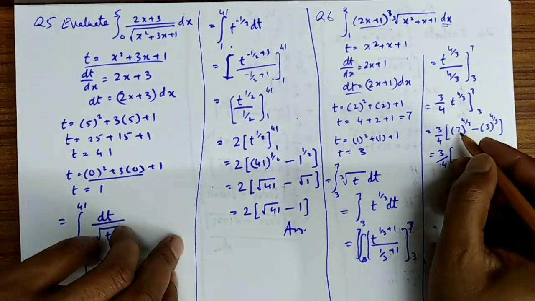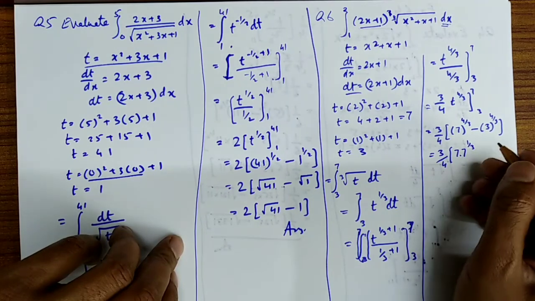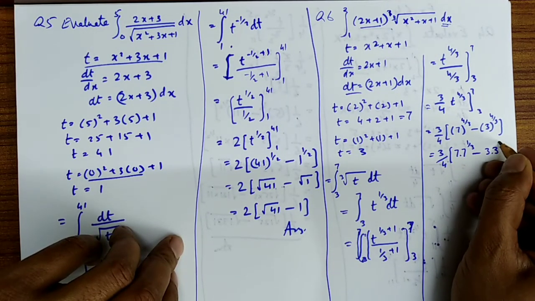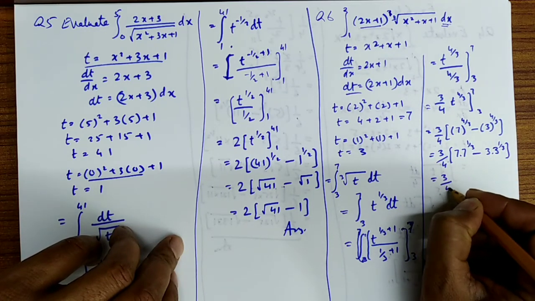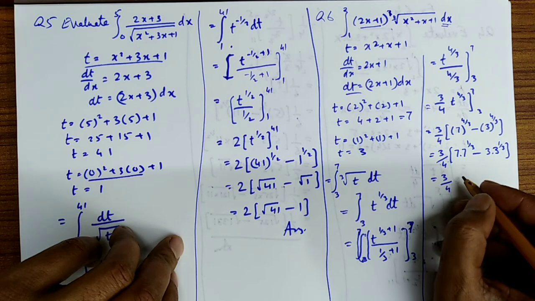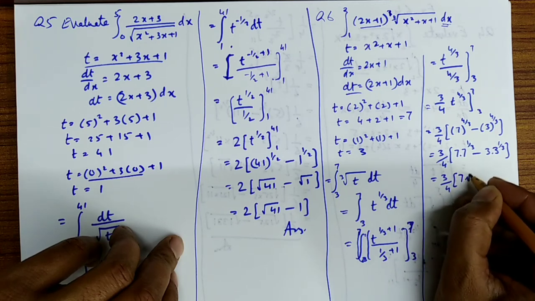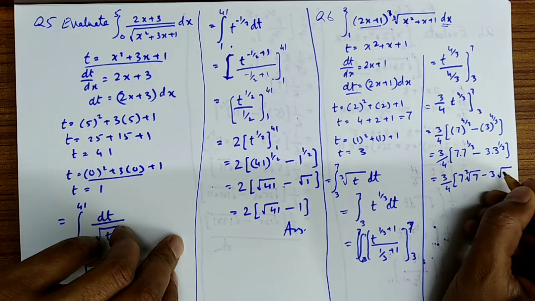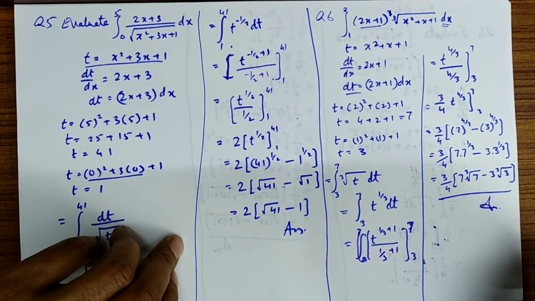I can break this 7 power 4 upon 3 into 7 into 7 power 1 upon 3, minus this one also 3 into 3 power 1 upon 3. So I can write the answer in a form like 3 upon 4 times (7 cube root of 7 minus 3 cube root of 3), and this is our final answer. You can write this as your answer.